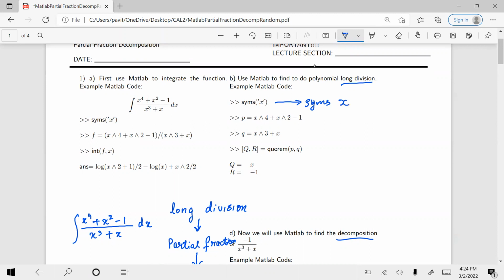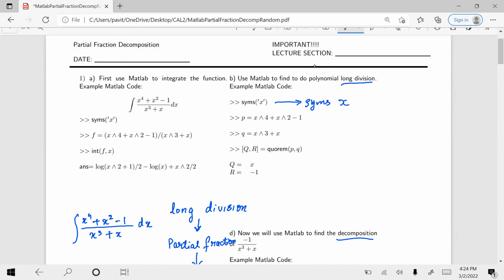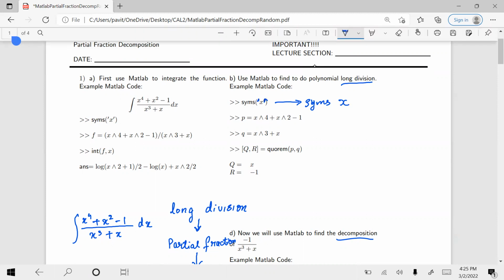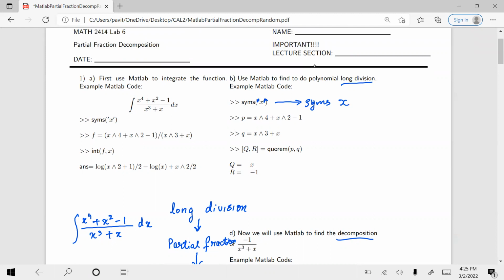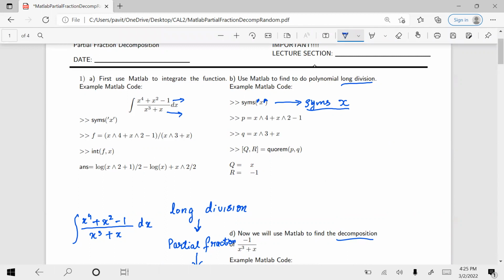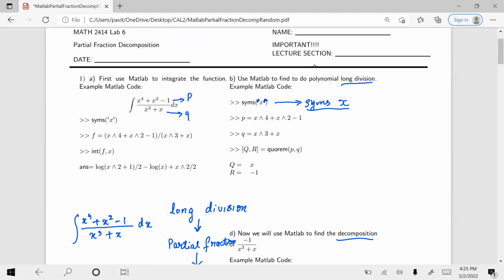So we will first say what is X. You don't have to put this apostrophe here. You just have to say syms X. You just have to write it in this way. Now, we have numerator and denominator, right? So we will call numerator as P and denominator as Q.